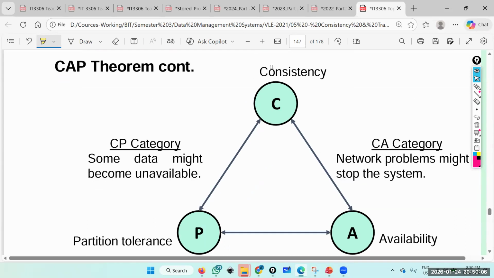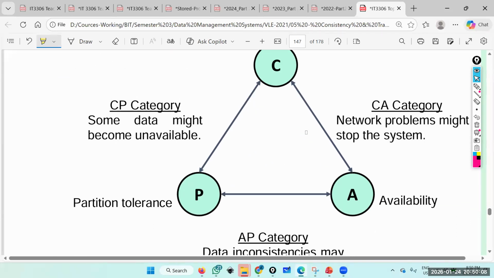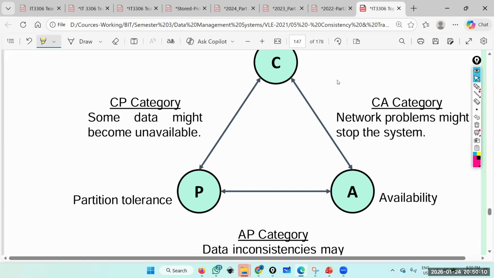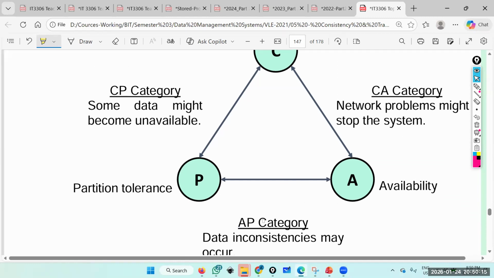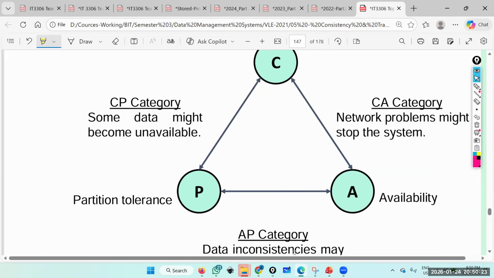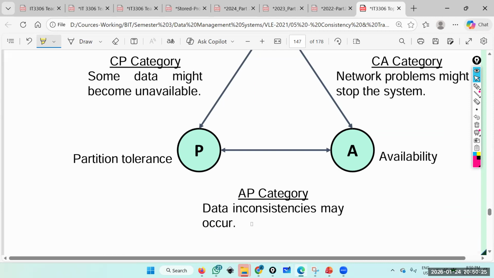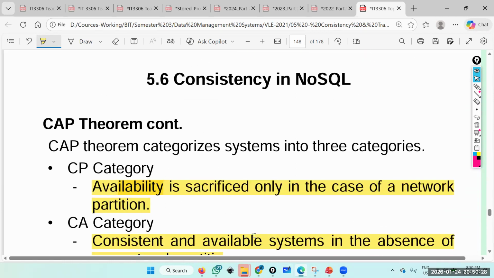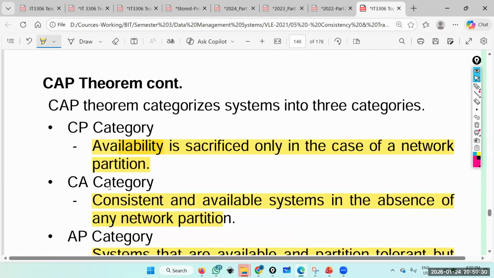So these are the possible situations: CP or CA or PA. Right? So that means you achieve C and P but compromise A. Achieve C and A but compromise P, or achieve P and A, you can compromise C. Okay. So CP, CA, AP.